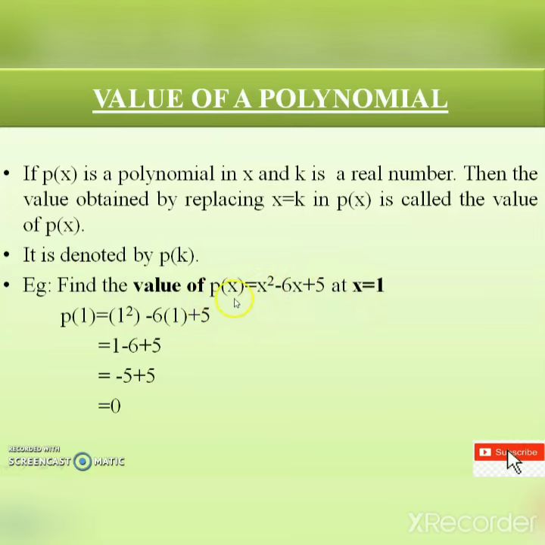For example, find the value of p of x is equals to x squared minus 6x plus 5 at x is equals to 1. Here I am substituting 1 in place of x. So 1 squared minus 6 into 1 plus 5. 1 squared is 1 minus 6 plus 5. 1 minus 6 is minus 5 plus 5. That is equals to 0. So here what is my value of the variable? The value of the variable is 1, because it is a real number and I have substituted that in place of x.